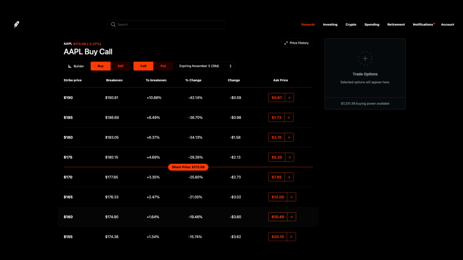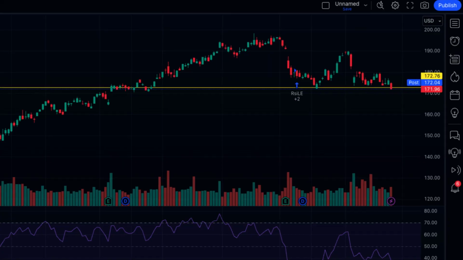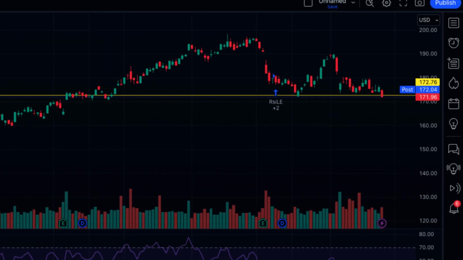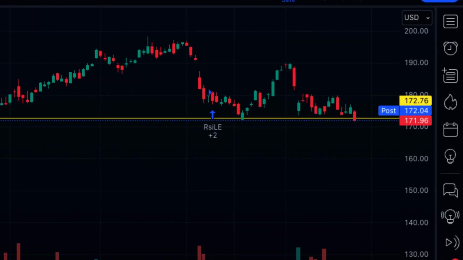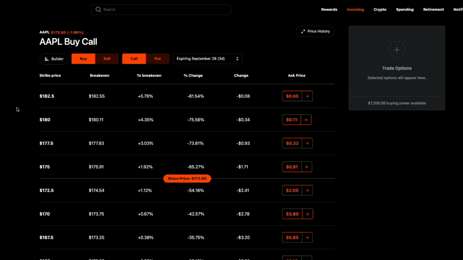So for today's strategy, I'm going to use Apple, as it has broken the support that it had, and it seems like it is going into a downtrend right now. So I'm going to use Apple as an example. If you go to Apple's option chain, what you need to do is buy a call. First you have to select the expiration date, right?